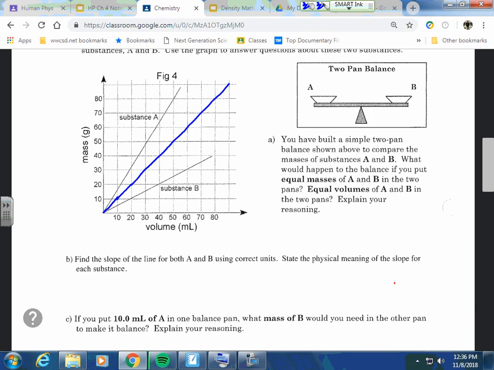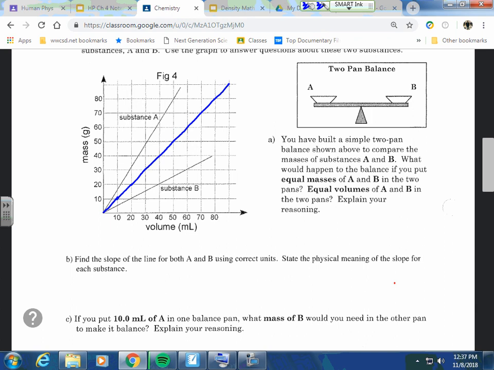Okay, so I've got substance A, I've got substance B, I've got some water. I've dropped substance A into water. Would it float or would it sink? It would sink. Raise your hand if you think it would sink. Why would it sink? Who can tell me? Bigger mass, is that right? What determines if something floats or not? Density, so it must have a higher density.